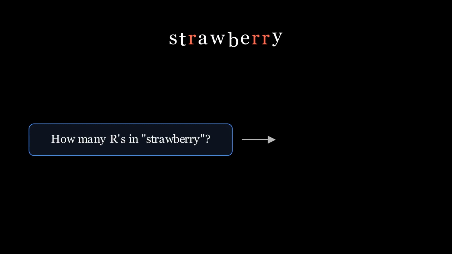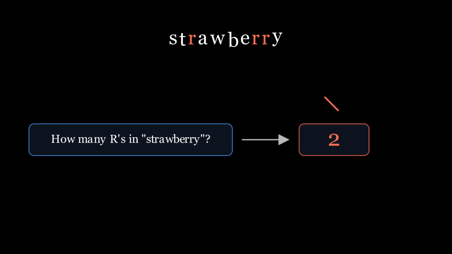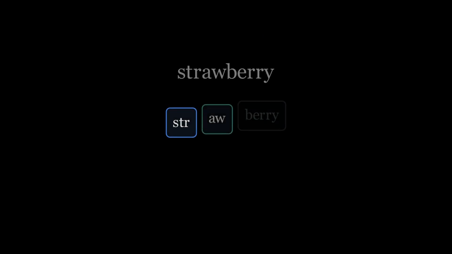The same system that can write poetry, debug code, and pass the bar exam, tripped up by a question a 6-year-old gets right. The interesting part isn't that it failed, it's why. The answer isn't that the model is dumb, it's that the model never actually saw the word strawberry, not the way you just did.